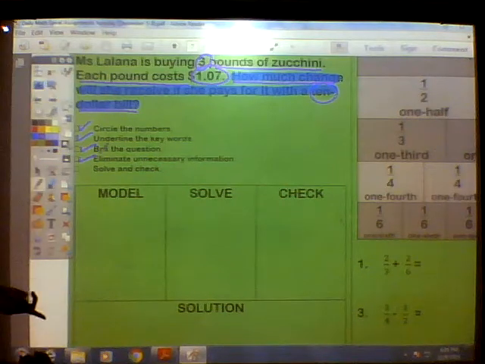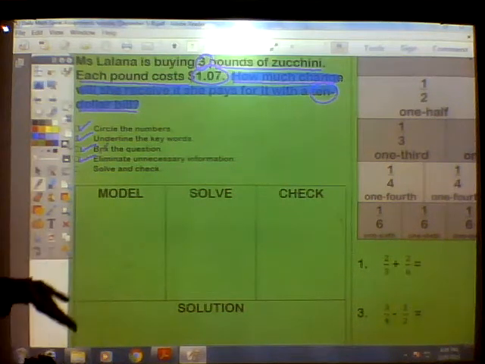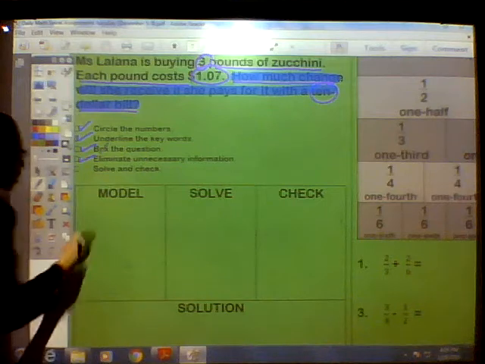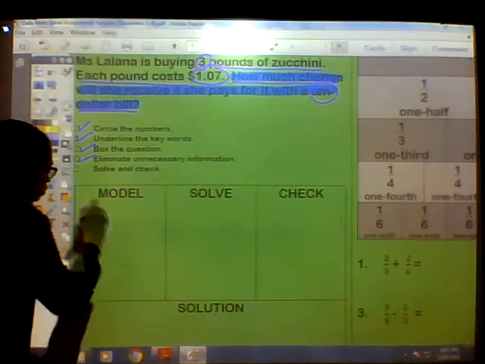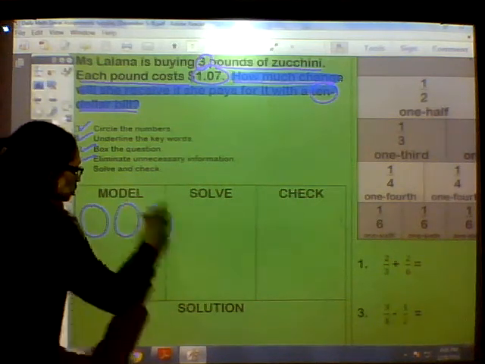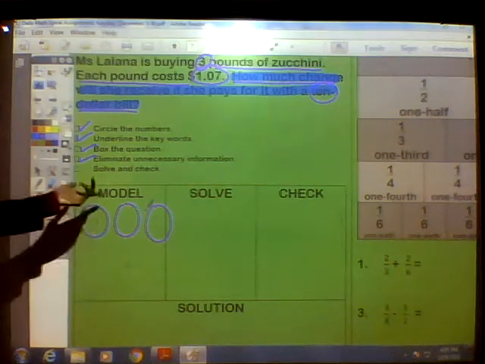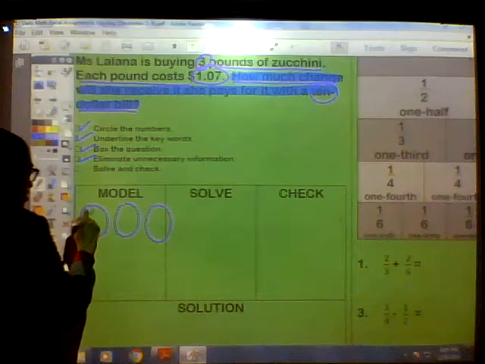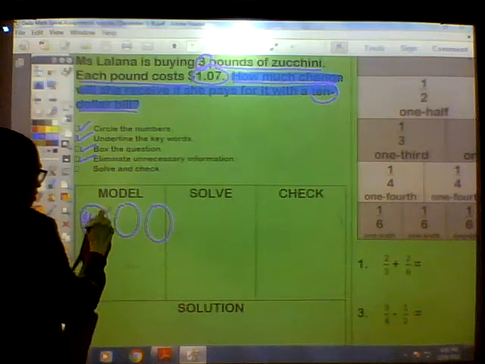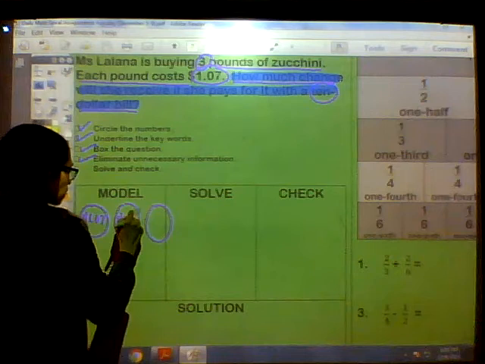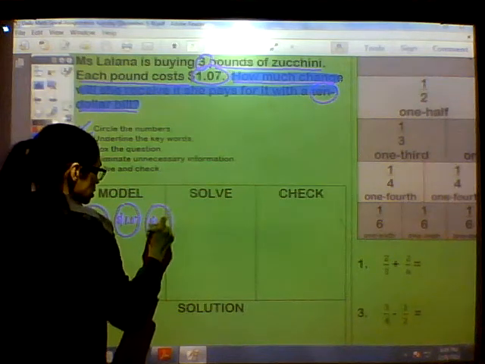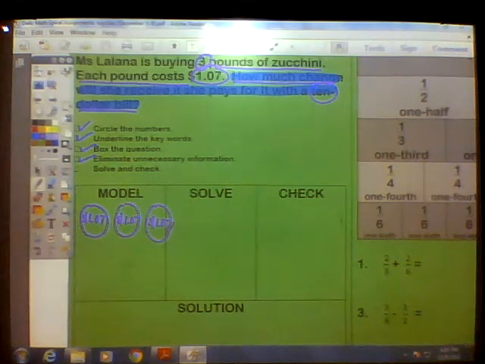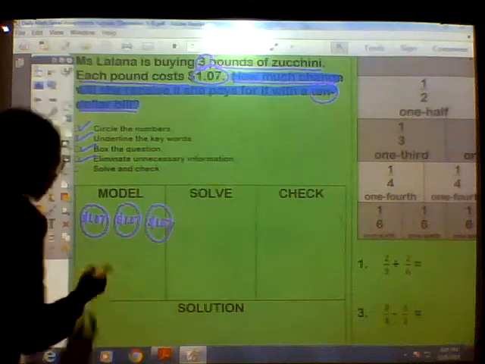So to model this, to draw a picture, I'm buying 3 pounds of zucchini. So we can just represent the pounds with circles. 1, 2, 3. And each pound is what? $1.07. So this is $1.07, $1.07, $1.07. How much change will I receive if I pay with a $10 bill? We can represent that by drawing a $10 bill.